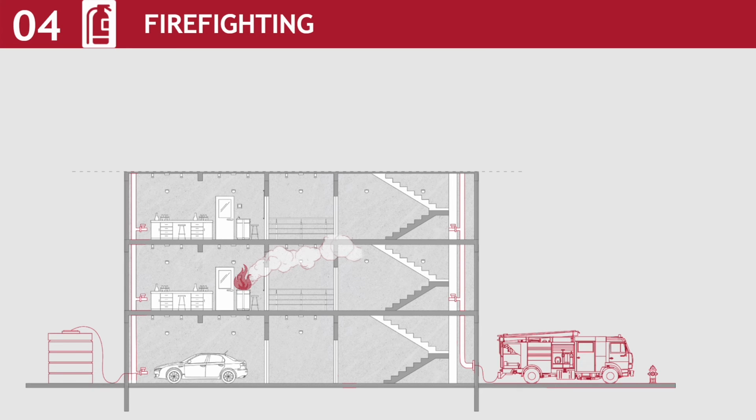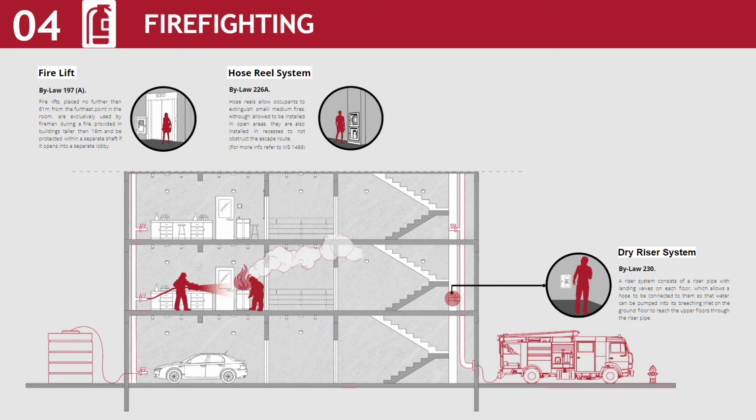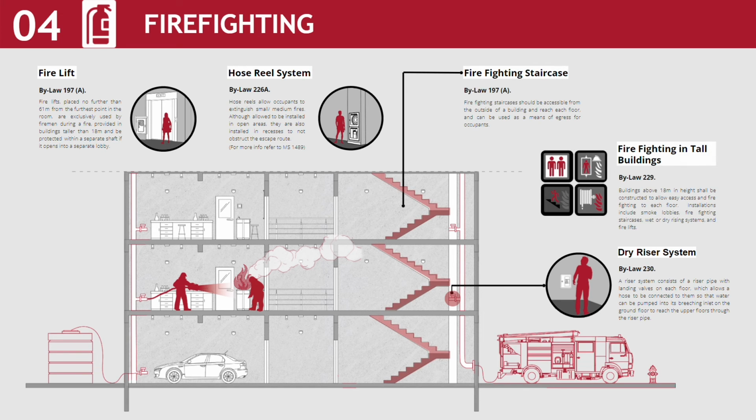The final stage of the active fire protection mechanism, firefighters will take the fire lift providing in buildings taller than 80 meters to access the dry riser system, which is connected via a fire hydrant hose reel in accordance with Bylaw 231. Meanwhile, the public can also use the hose reel to extinguish small or medium fires which are installed in recesses at open areas to not obstruct the escape route.